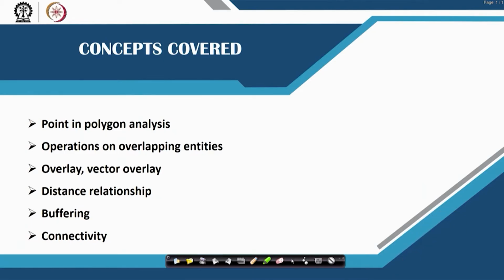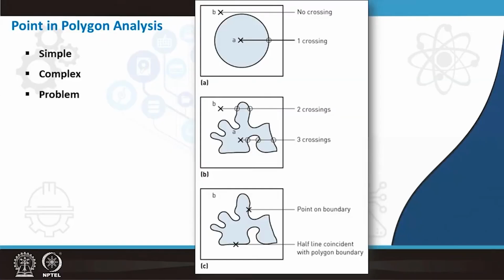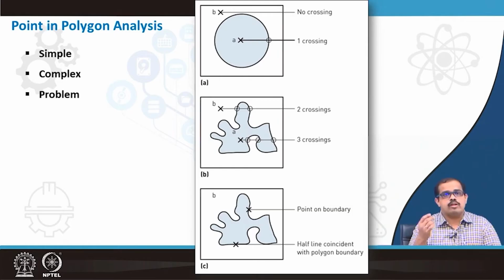Now, when we are looking at point in polygon analysis, for example, there is one problem here. If you have a circular polygon, you have 2 points here, but only one point is actually crossing the polygon, which means this point will be highlighted as a simple case of point in polygon analysis. It is either indicating a specific property of that particular polygon, and it may be a qualitative or a quantitative issue.